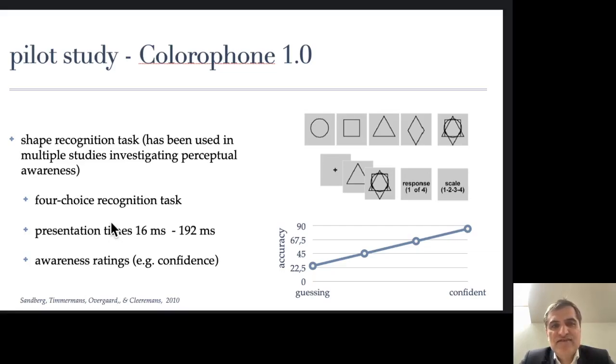So here is a very simple task that is quite often used in studies investigating perceptual awareness. You've got four shapes that can be presented: circle, square, triangle, and diamond.